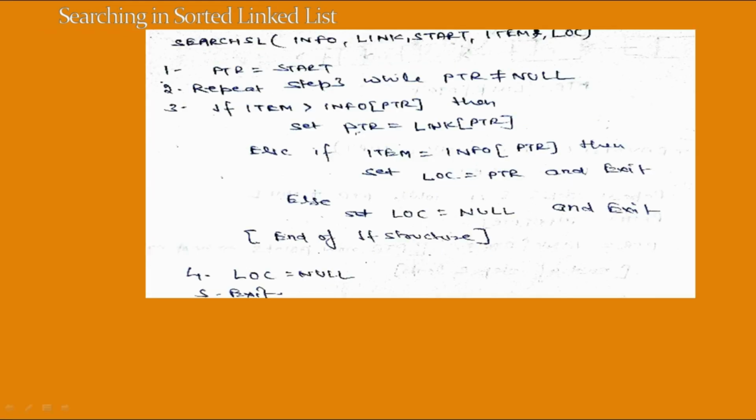Next is searching in a sorted linked list. To search for an element in a sorted linked list, we compare the item with the info field of each node, and if it is greater than the info field, it will be checked against the next node. So this process is repeated until the item is found in some node.